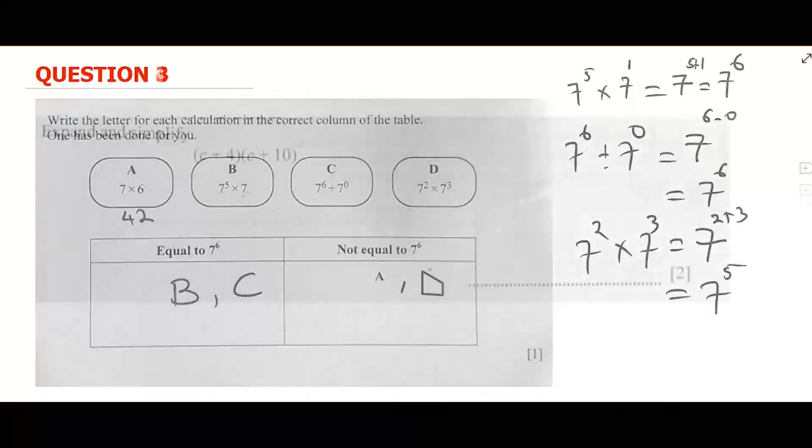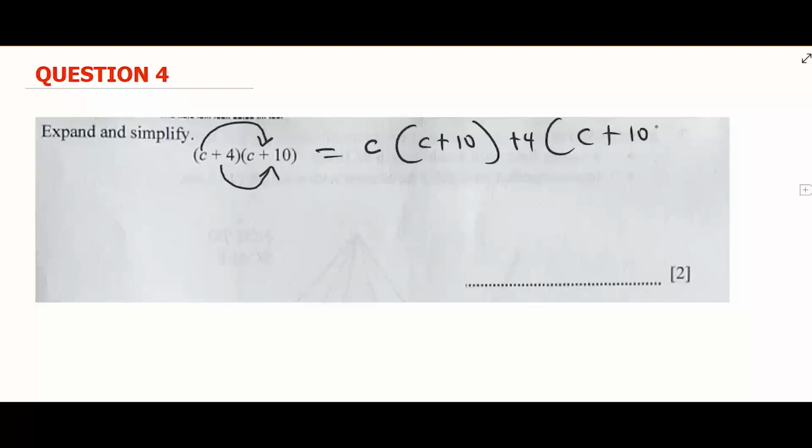That's question 4. We are asked to expand and simplify. So to expand this, you need to use this to multiply the whole of this. Then we also use plus 4 to multiply the whole of this. So that means this will be equal to c into bracket c plus 10. That's the first one. Then we're going to use the second one, which is plus 4, to multiply c plus 10 here.